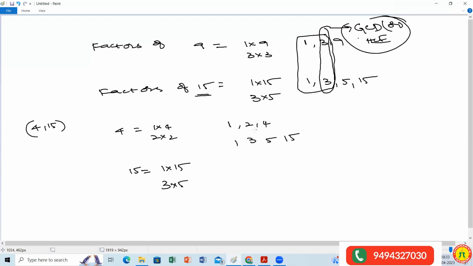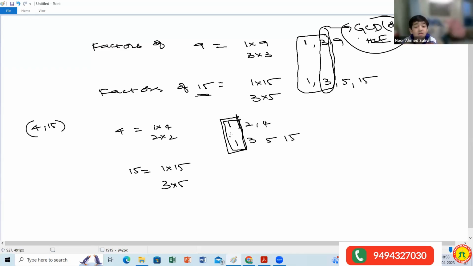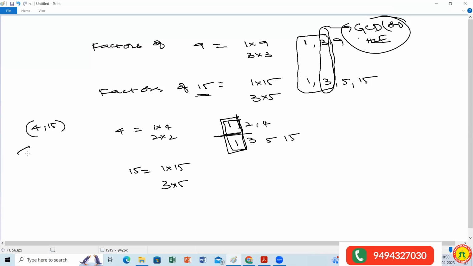What are the common factors here? Only 1. There is no other. We are getting only 1 as a common factor. Such a pair of numbers we call co-prime numbers. This is also very important, like primes, co-primes. This pair of numbers we call co-prime numbers.